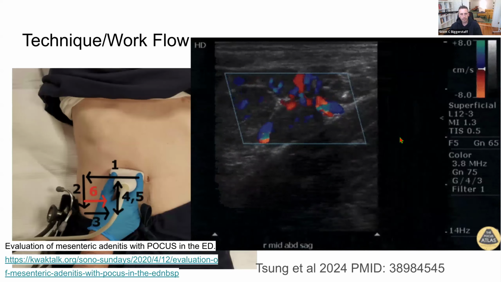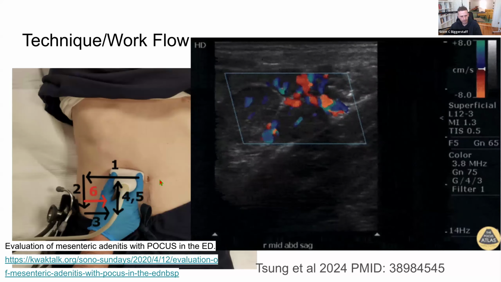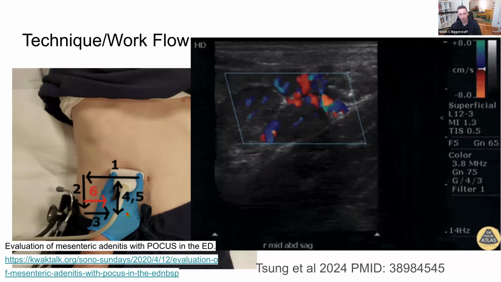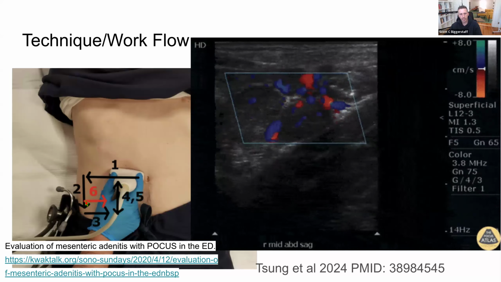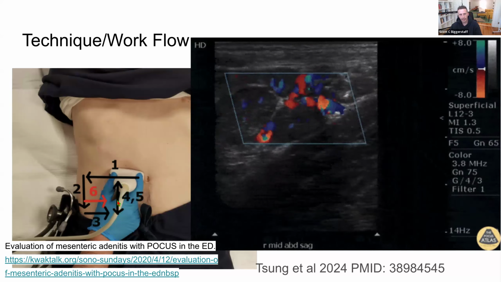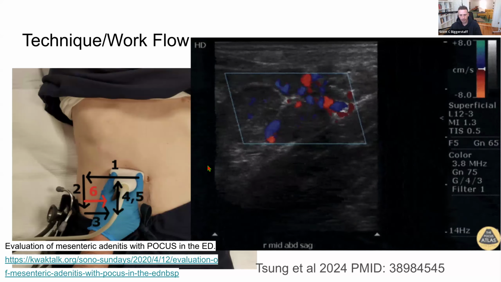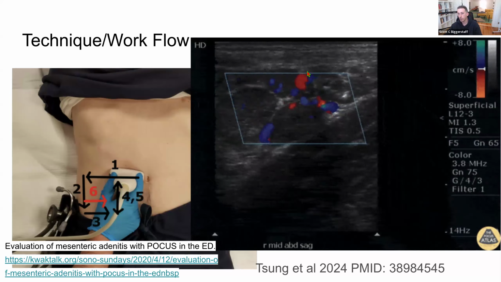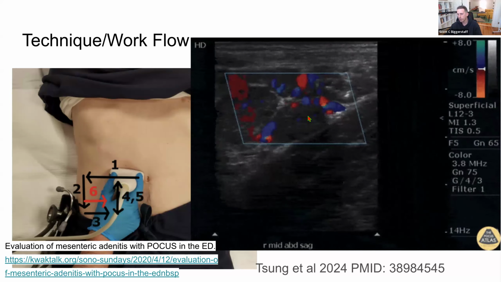This is basically the same protocol as what we looked at for our appendix protocol, just on a different part of the abdomen. We're starting near the umbilicus, moving over towards the margin of the abdomen where the cecum is, and then down, over and up, and then changing our orientation to longitudinal so that the probe marker's towards the head, and then combing this area. If you put color Doppler on, you might see increased blood flow around those lymph nodes, but not within them.